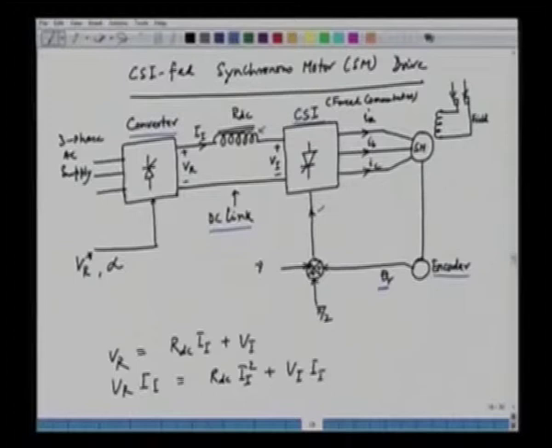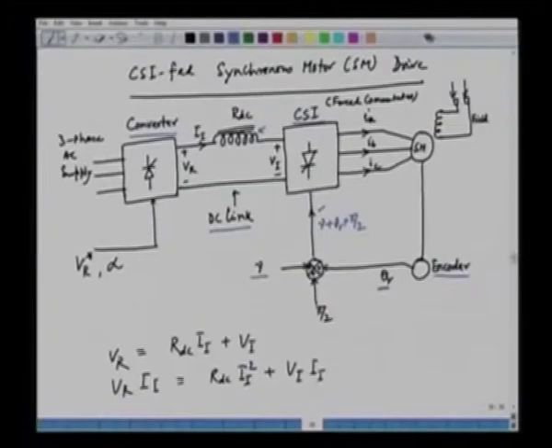So we define an angle gamma. Little later we will see what is the significance of this gamma, and we have a phase shift of pi by 2. The angle that we get here is gamma plus theta r plus pi by 2, and that is fed to the CSI to determine the phase of the current that is injected into phase A, phase B, phase C of the stator of the synchronous motor.